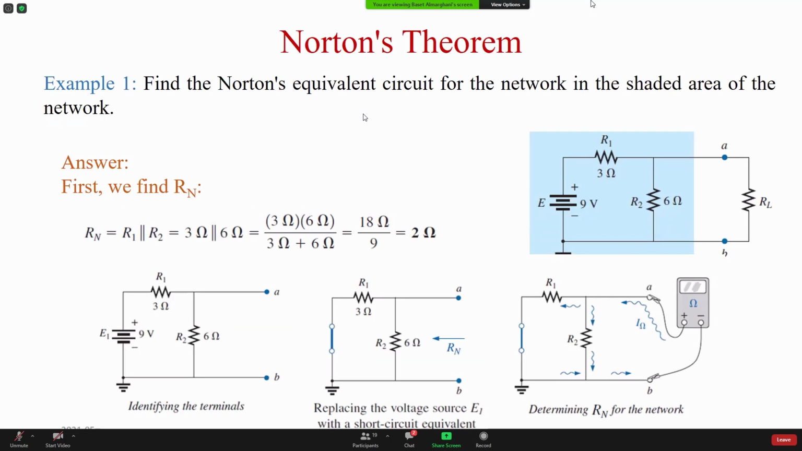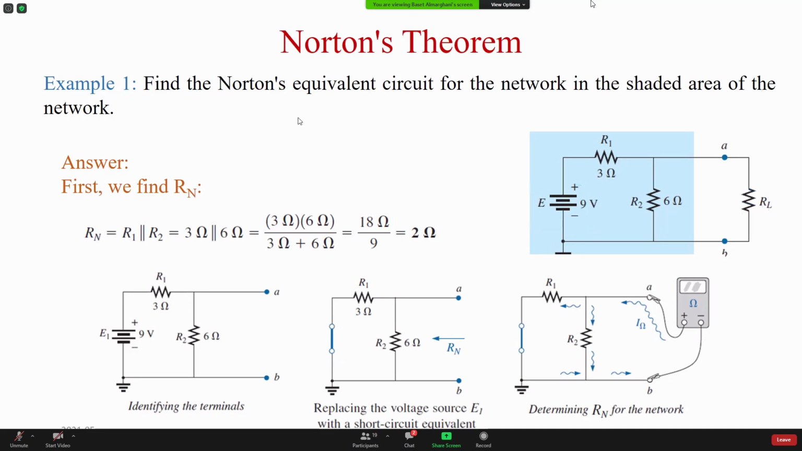See, the same idea. This is the question we had before in that exercise, in that lecture. Finding R Norton is the same thing. We remove this, so it's gone because it's out. This is just a load. Then the voltage source we replace with a short circuit. This is what we do. We find the total resistance. These are in parallel. You multiply, you divide by the sum, you get 2 ohm. So that is one thing.